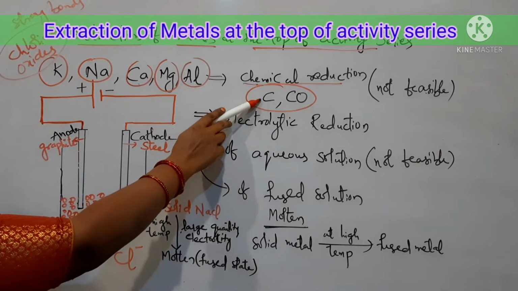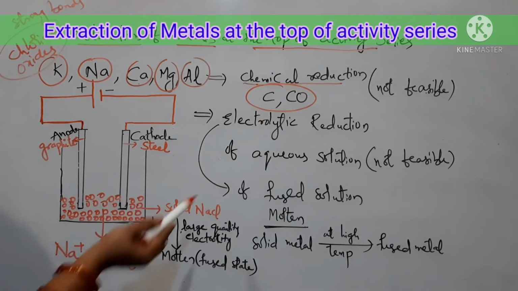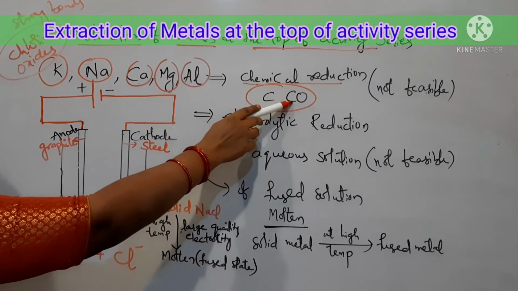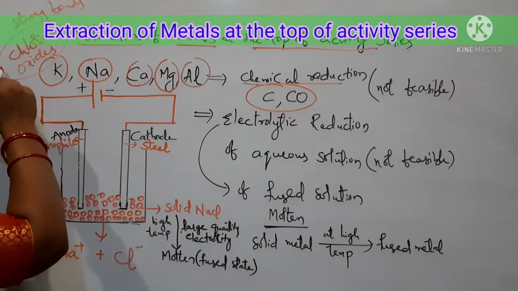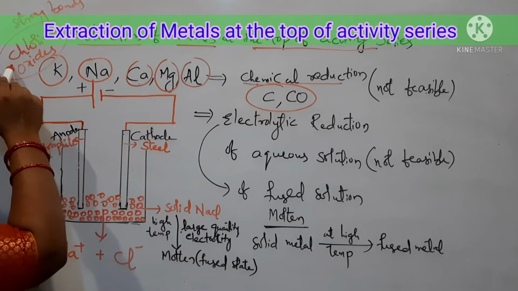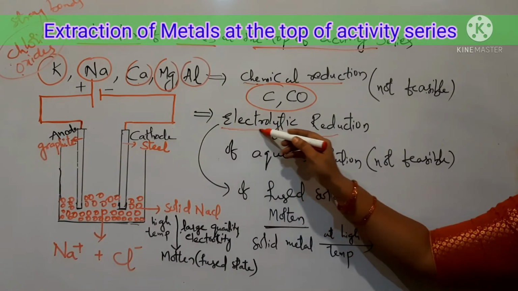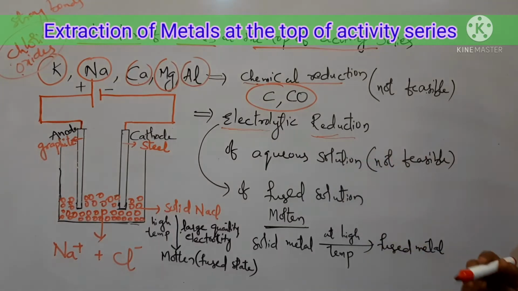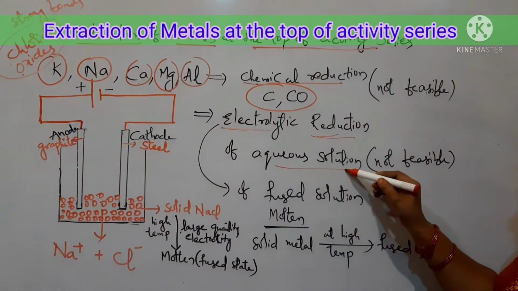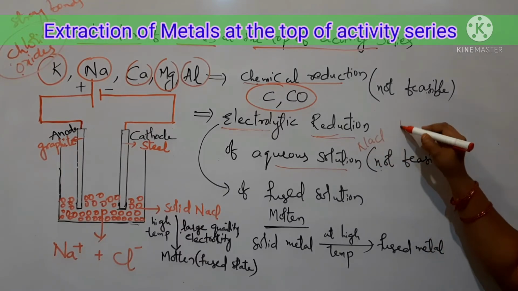So it is not so easy to reduce with C or CO. That means it is not feasible to reduce with C or CO because strong bonds are formed in these compounds like NaCl and Na2O. Strong bonds are there. So we have to go for electrolytic reduction.